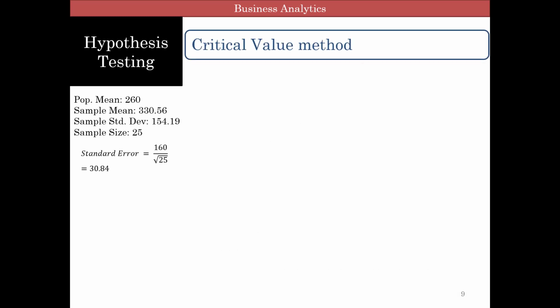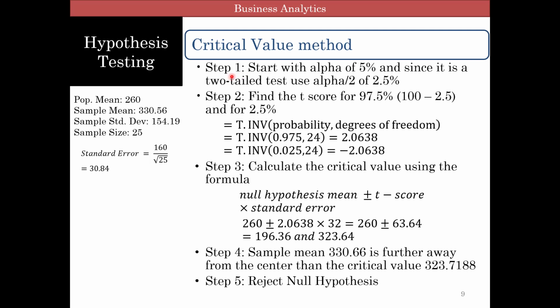This is the critical value method. Of course, after you have the p-value method, you're going to do the critical value method. For critical value method, you start with alpha 5%. Since it's two-tailed test, you're going to use 2.5%. And you're going to find the t-score on the right-hand side using 97.5 and on the left-hand side using 2.5. So that's 2.0638 and minus 2.0638.